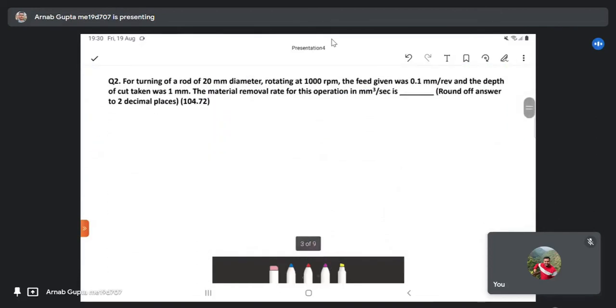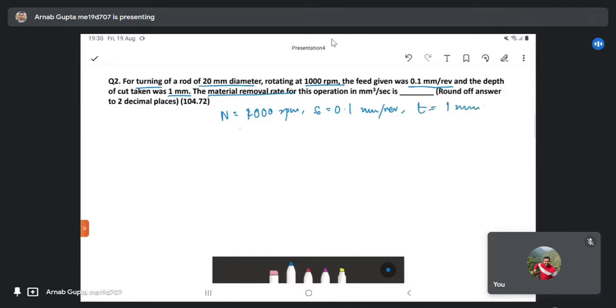Going to the next numerical. For turning of a rod of 20 mm diameter rotating at 1000 rpm, the feed was given as 0.1 millimeter per revolution and the depth of cut was 1 mm. Find the material removal rate for this operation. So it is a pretty straightforward question where you have been given n is equal to 1000 rpm, feed rate as 0.1 millimeter per revolution, depth of cut as 1 mm, and the diameter of the rod as 20 mm.